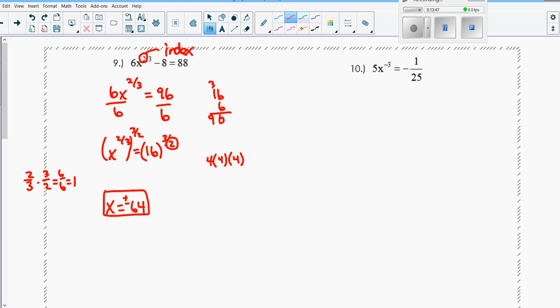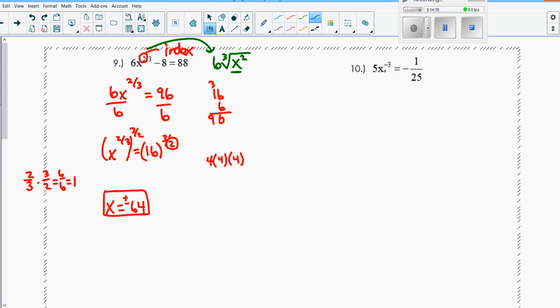Okay, if you need a little bit further explanation on this 2/3, think about if you rewrote it, you would say 6 times the cube root of x squared. Notice that the x squared is what matters, because positive 64 squared and negative 64 squared are the exact same number. Which is why it's plus or minus.